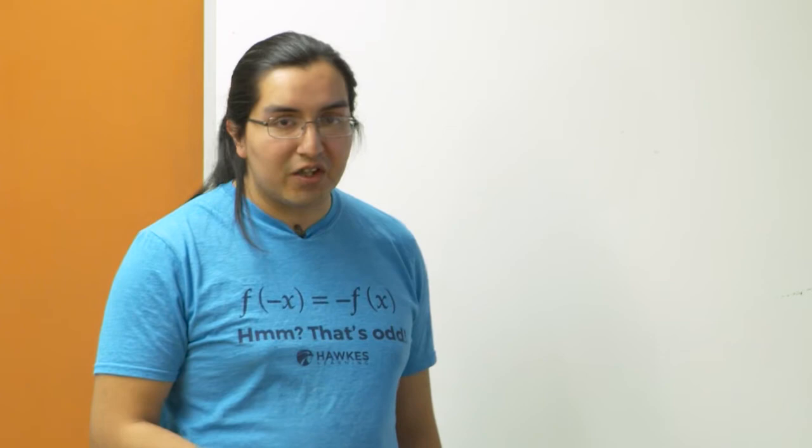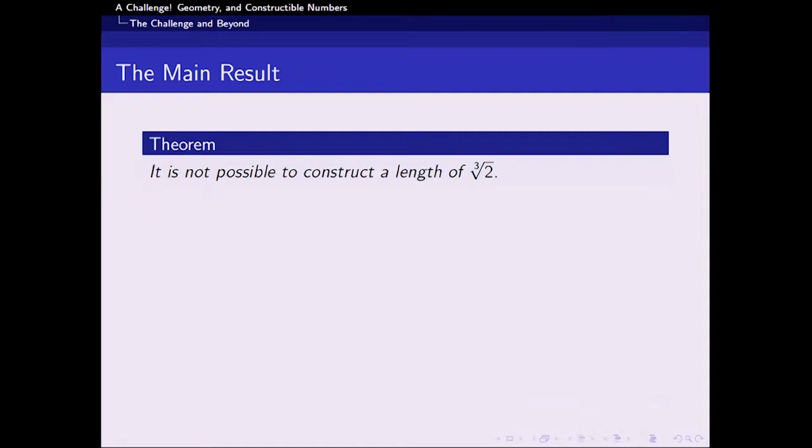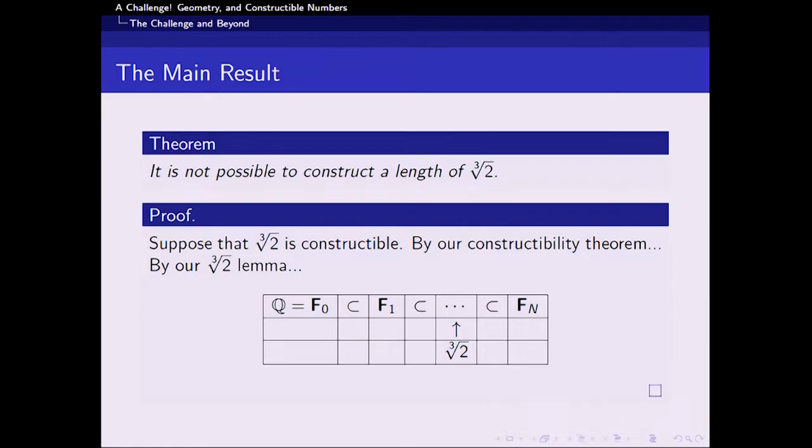By our constructibility theorem, we know that there exists a sequence of field extensions, each one a quadratic extension of the last, right? And then we're assuming that since it is constructible, the cube root of 2 is in that very last field extension that we have, right? So then by our previous lemma, if it's in that field extension, then it must also be in its previous field, right? And then by repeating the lemma again, it must be in the previous one, right? And then repeating the lemma again, we reach a contradiction.